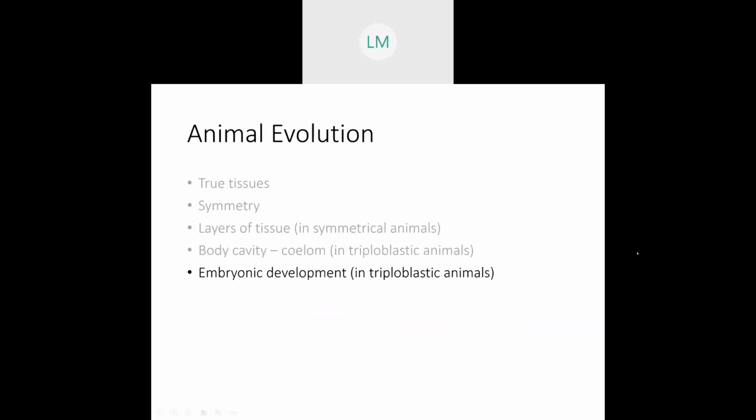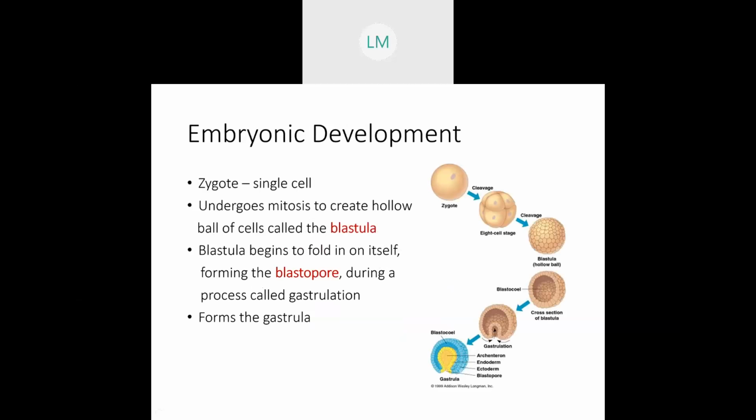And then also within our triploblastic bilaterally symmetrical organisms, we see differences in this embryonic development. So let's talk about what embryonic development looks like first. So this is the early stages of embryonic development. And again, we're just talking about our triploblastic animals here. So we have our zygote, our single-celled structure here.